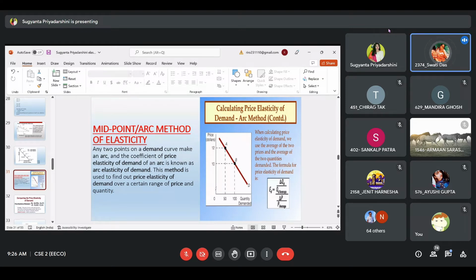Could you please repeat the midpoint method? Swati, where are you confused? Can you tell me that? No, I actually could not hear that due to my network connection.